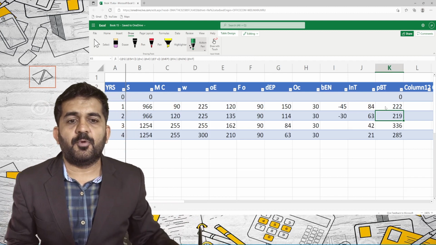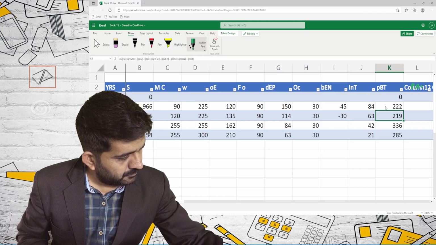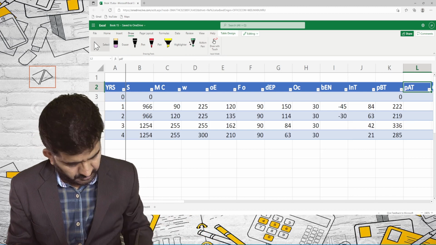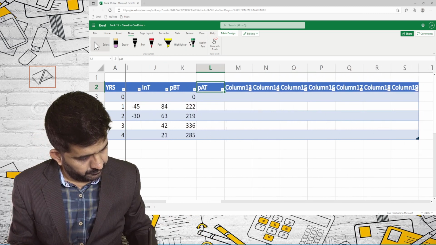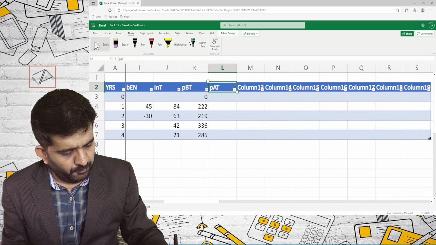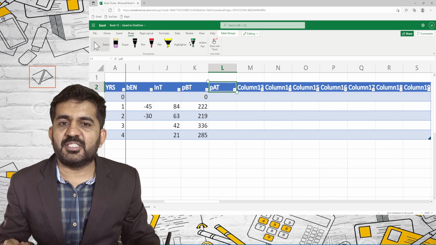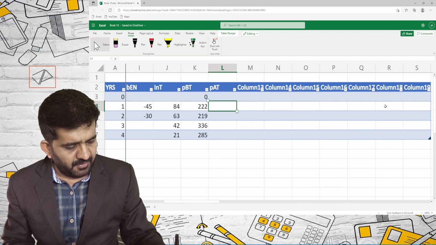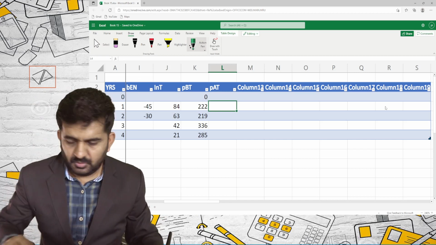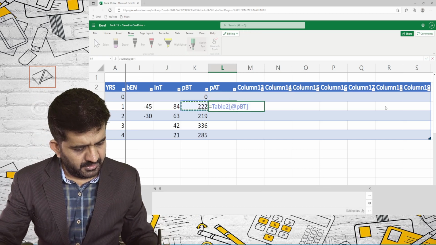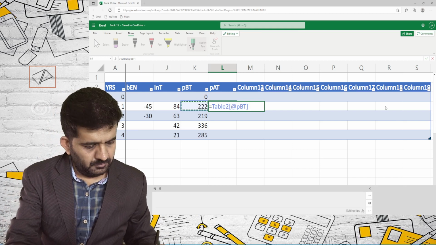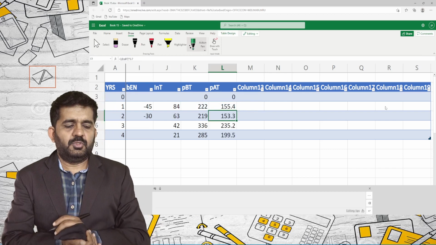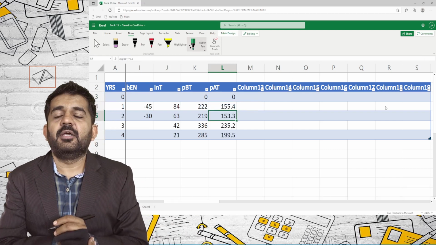I can directly find out profit after tax. Profit after tax is profit before tax into 1 minus t. So profit after tax is equal to this multiplied by 0.70. So this will be profit after tax.